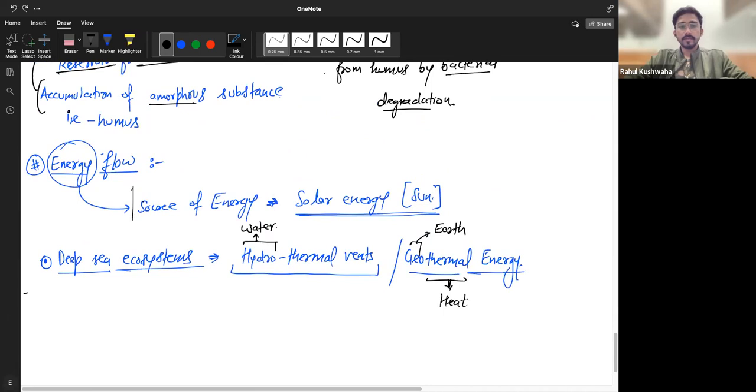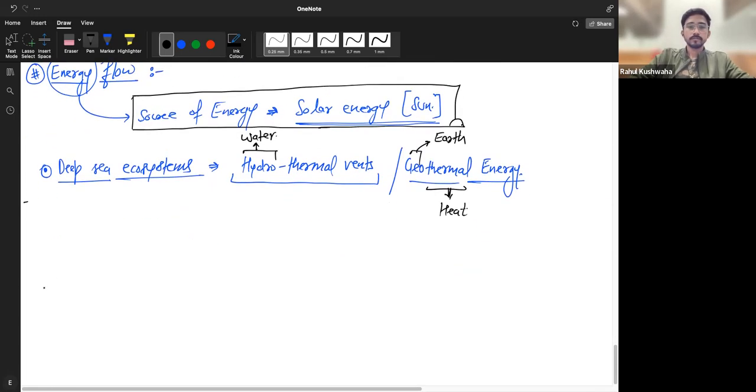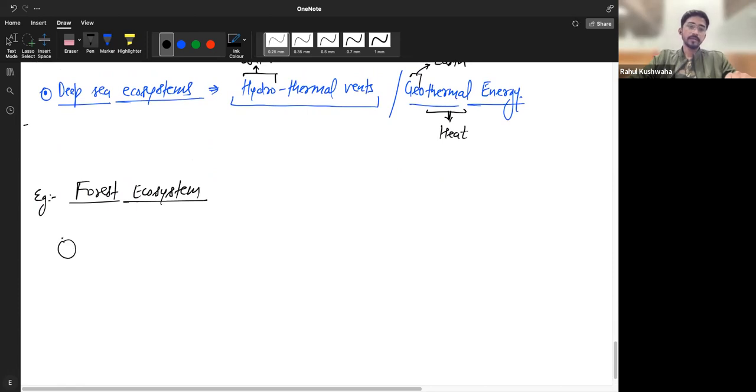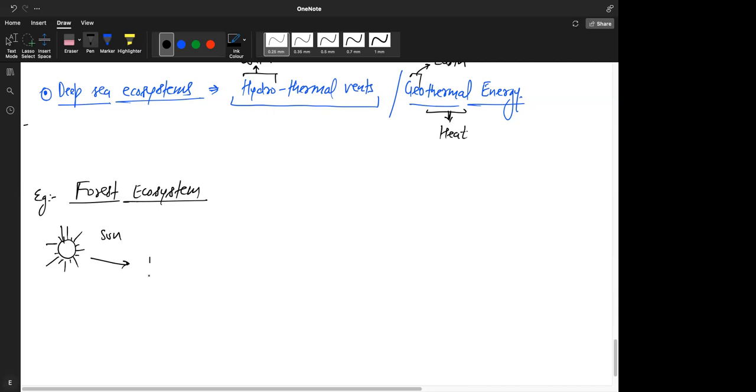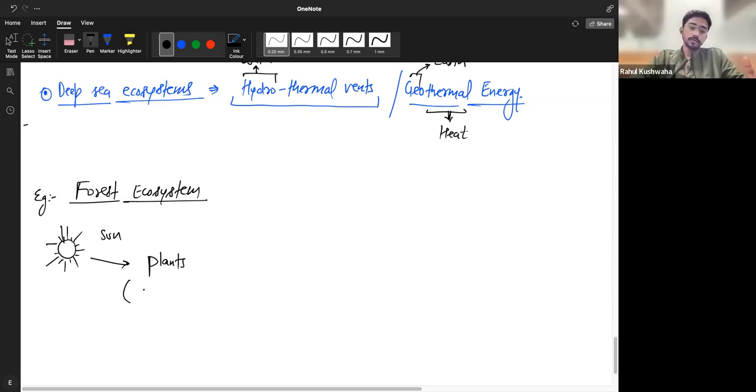But let's not go to the exceptions. Let's stick to solar energy. So tell me, in a forest ecosystem, what happens? You told me that the supreme energy is the sun. And who gets energy from the sun? Plants. Yes. They are known as primary producers. Is that clear?